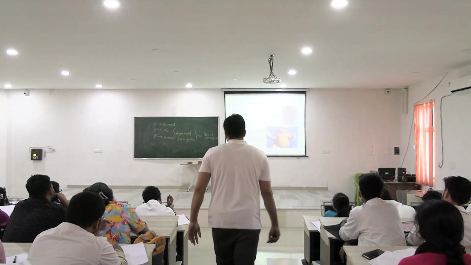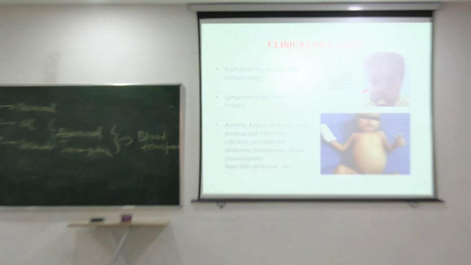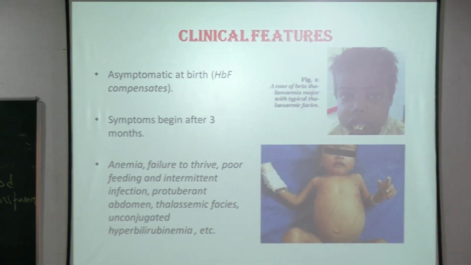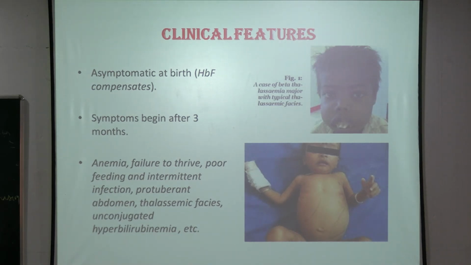Okay. The clinical features: these patients are asymptomatic at birth and manifest after 6 to 9 months. Why? Because of HbF, hemoglobin F, fetal hemoglobin. This fetal hemoglobin has an excellent oxygen carrying capacity, so even if the patients have some abnormality, chain defects, it is not manifested. Because the patient has hemoglobin F and HbF does the work.